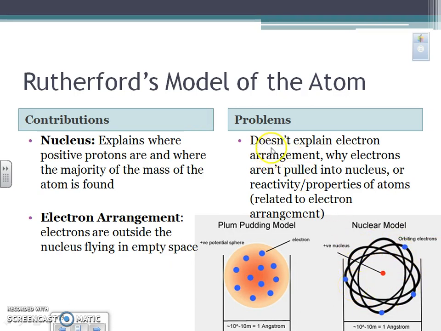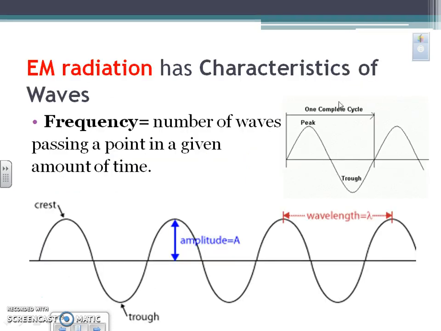The problems: it did not explain electron arrangement, why electrons aren't pulled into the nucleus since they're negative and the nucleus is positive, or the reactivity or properties of atoms. Now, the reactivity and properties are directly related to electron arrangement, so it makes sense. If he didn't know about electron arrangement, he couldn't predict the properties that atoms would have, or set up a periodic table or anything like that.